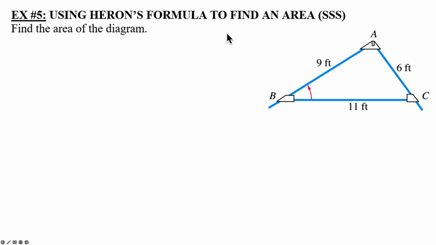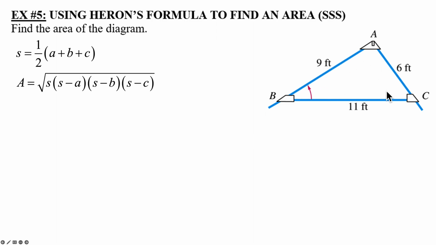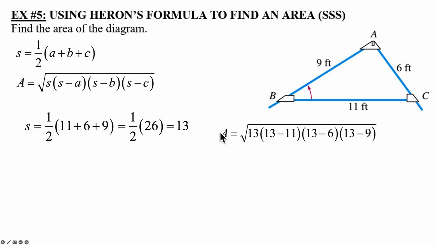So if we go back to my truss problem, same 3 sides, and we want to find the area of this diagram, we're going to have to add up all 3 sides together. So 9 plus 11 is 20 plus 6 is 26. Half of 26 or 26 divided by 2 is 13. That's your S.